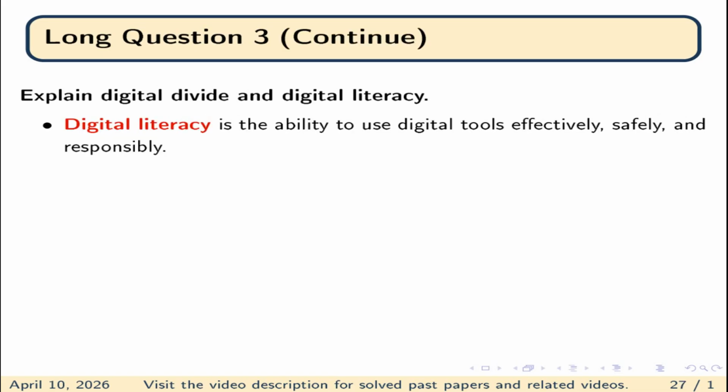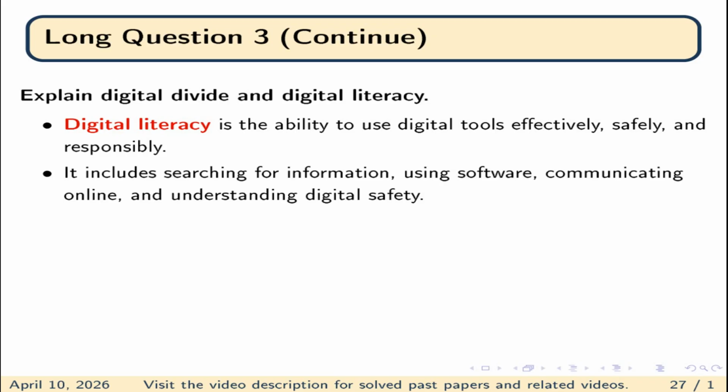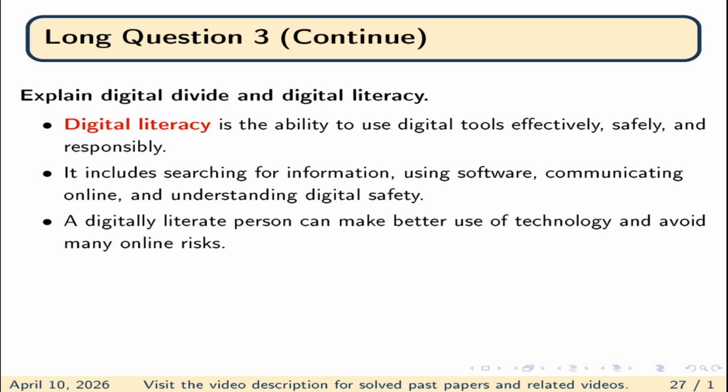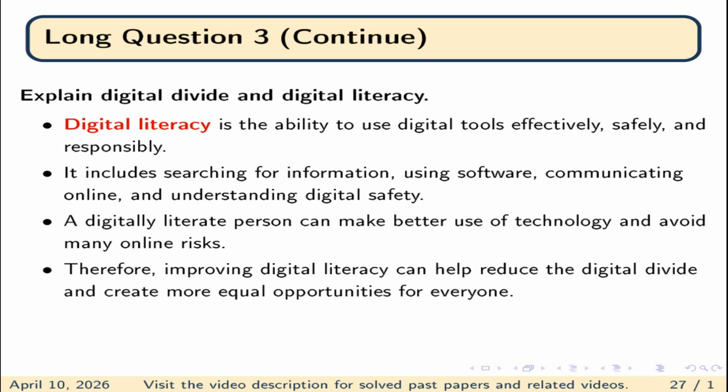Digital literacy is the ability to use digital tools effectively, safely, and responsibly. It includes searching for information using software, communicating online, and understanding digital safety. A digitally literate person can make better use of technology and avoid many online risks. Therefore, improving digital literacy can help reduce the digital divide and create more equal opportunities for everyone.